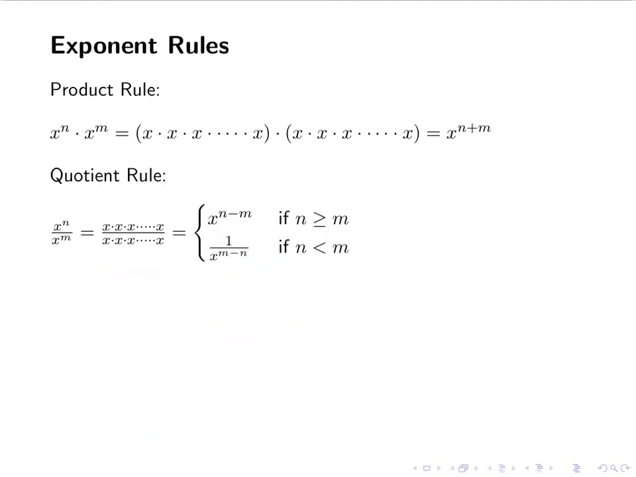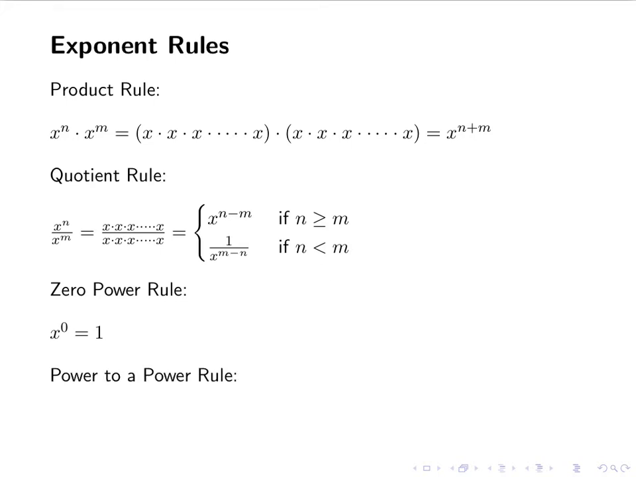So it's going to look something like this. If n is bigger, then it's x to the n minus m, but if m is bigger, then it's 1 over x to the m minus n. If they're the same, then it's just x to the, say, n minus n, which is x to the 0, which is another rule that we're going to look over in a second. The zero power rule: any number, whether it's a variable or an integer or a fraction or a decimal, any number to the 0 is 1. Okay? So no matter what it is, if I raise it to the 0, it's 1.